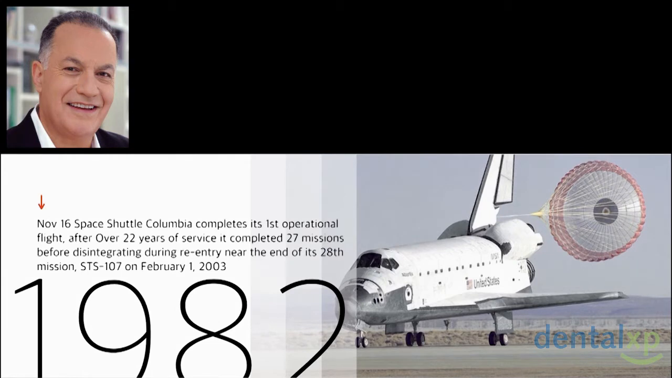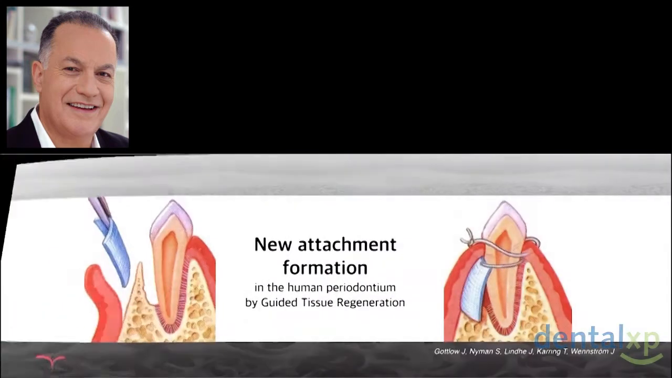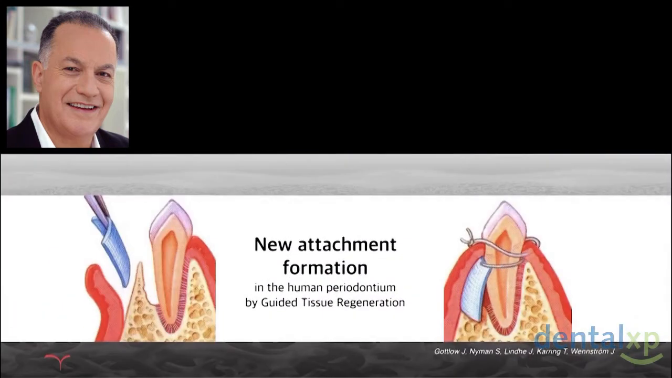1982. The Space Shuttle Columbia has its first operational flight and will continue during 22 years to keep and to bring new information about space.